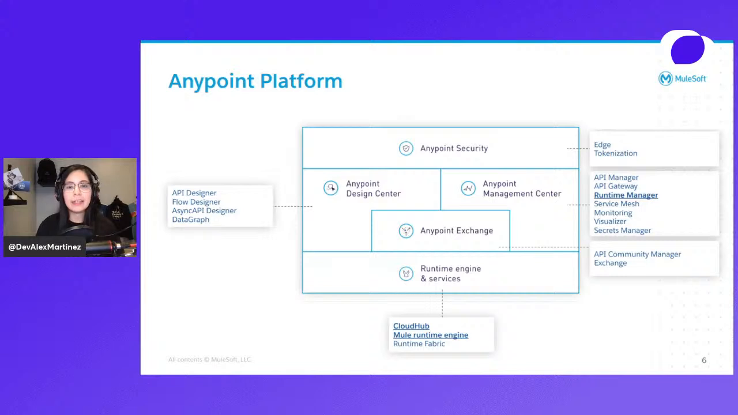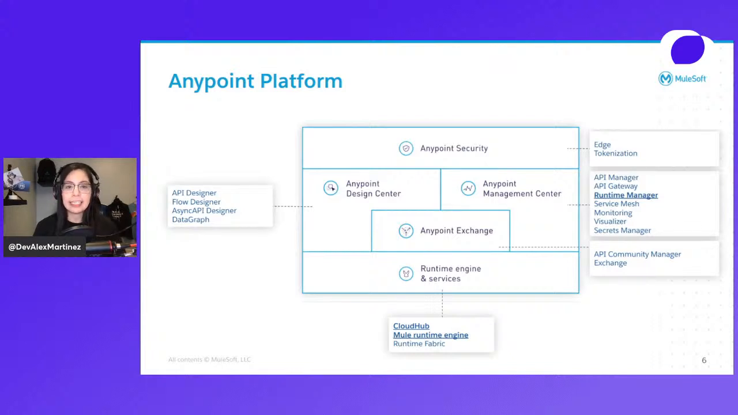Here's also a little bit of an overview of some of the main products that we have in Anypoint Platform. So at the top, we have Anypoint Security. So anything to do with Edge or tokenization is going through Anypoint Security. On the left, we have something called Anypoint Design Center, where you can create an API specification, you can create a flow, just like an integration online.